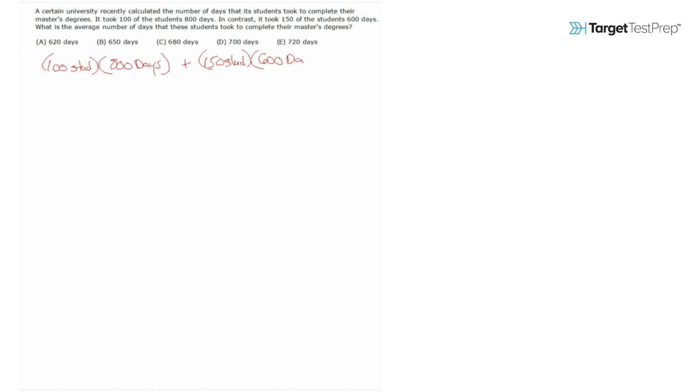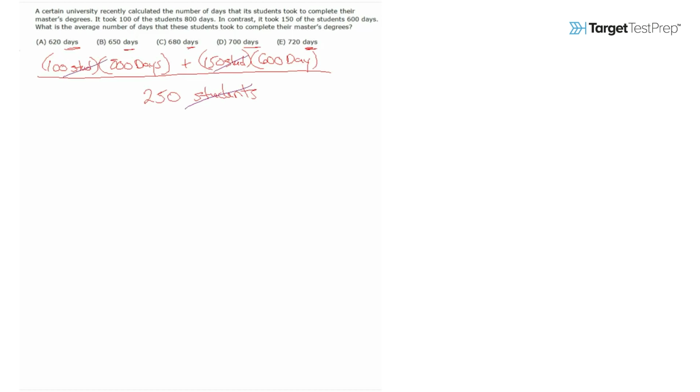What most people struggle with here is they always question what they should divide by. Should we divide by the days or should we divide by the students? Now, what you're going to notice is that we're left with days in our answer choices, which means we want to divide by students. So we have 100 students who do 800 days and then 150 students who do 600, so what we have is 250 students. What you'll notice is that the unit of students cancels out across the board.